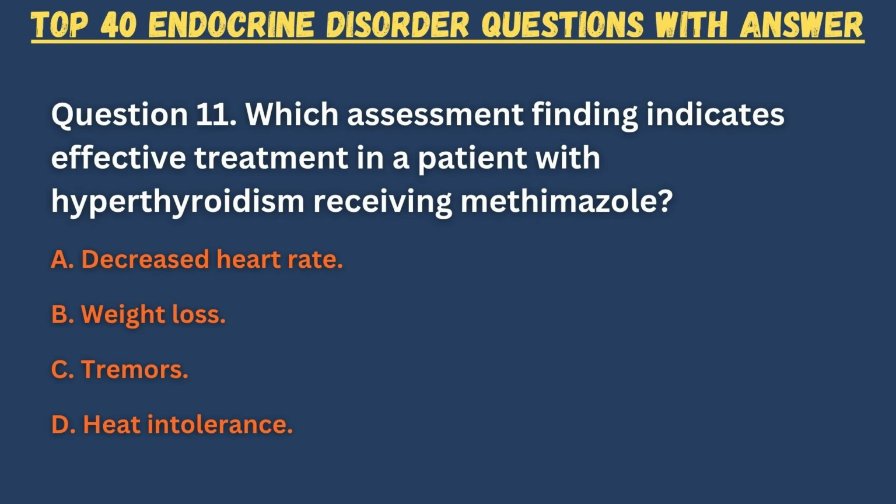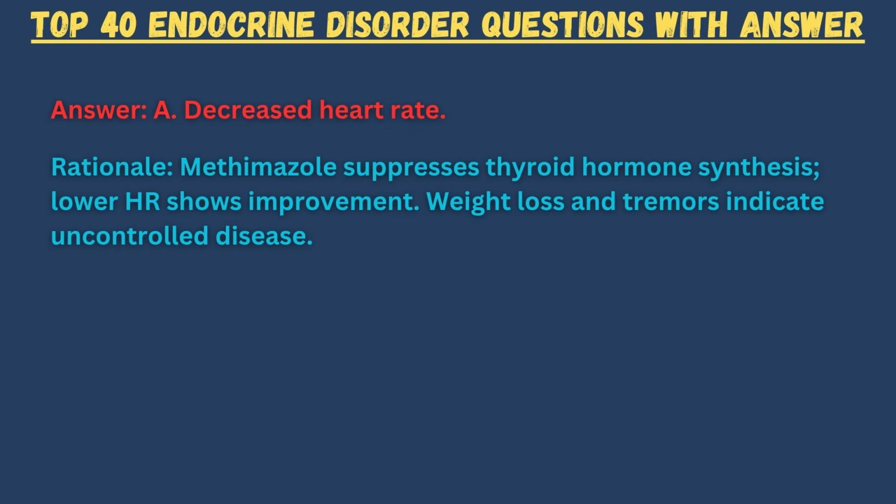Question 11. Which assessment finding indicates effective treatment in a patient with hyperthyroidism receiving methimazole? A. Decreased heart rate. B. Weight loss. C. Tremors. D. Heat intolerance. Answer. A. Decreased heart rate. Rationale. Methimazole suppresses thyroid hormone synthesis. Lower heart rate shows improvement. Weight loss and tremors indicate uncontrolled disease.